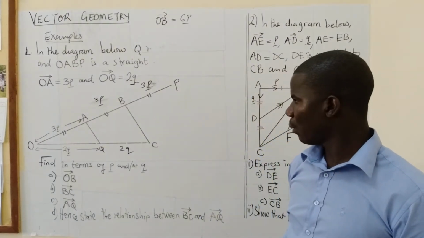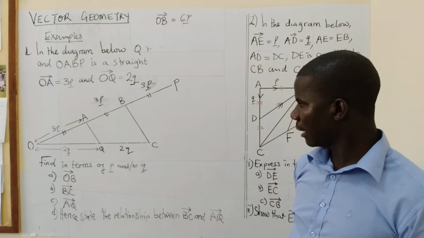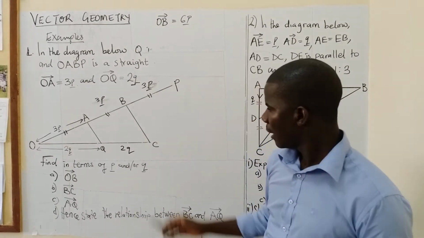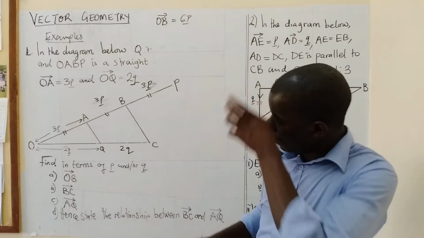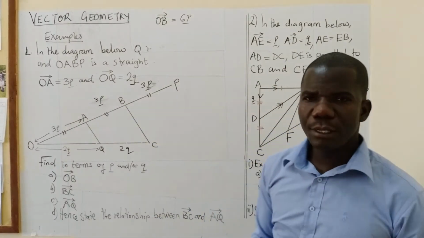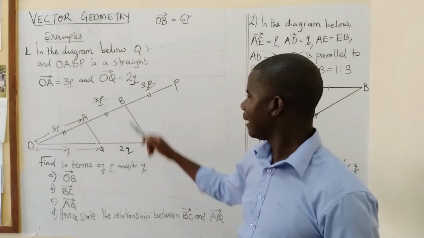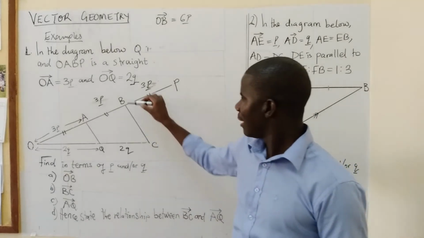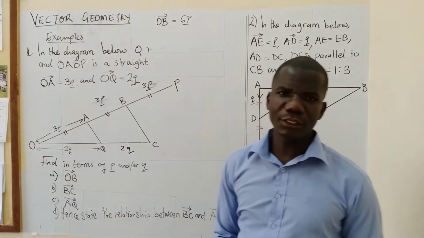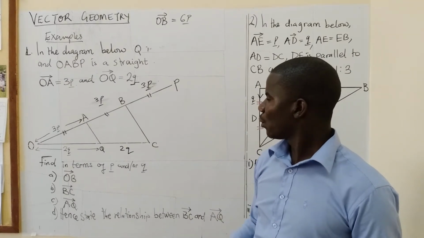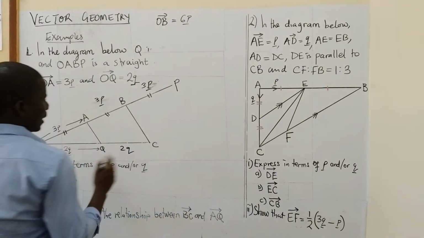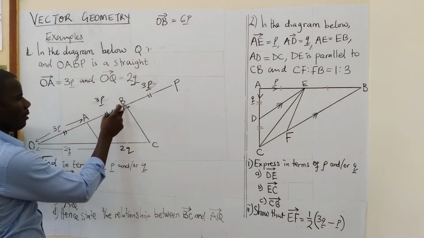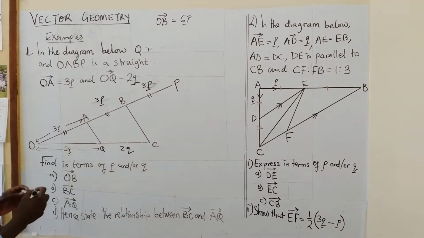The second one is BC. How do we move from B and get to C using the vectors where we've got the magnitudes? In other words, how do we get to C from B, following the passage of vectors where we've got the magnitudes?